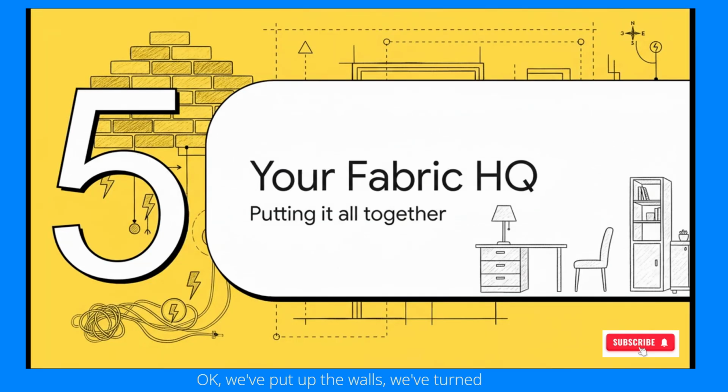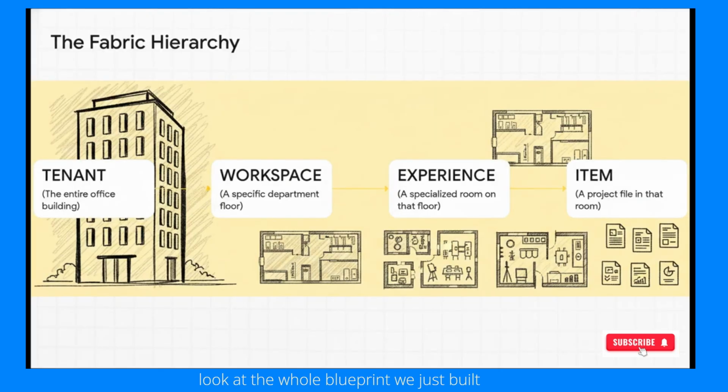Okay. We've put up the walls, we've turned on the power, and we've set up all the rooms. Now, let's take a step back and look at the whole blueprint we just built together. Here it is, the whole hierarchy, from top to bottom. You start with the one big tenant. That's your entire office building. Inside that building, you have multiple workspaces.